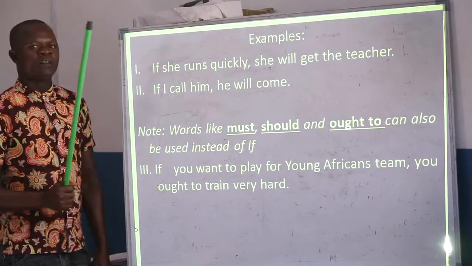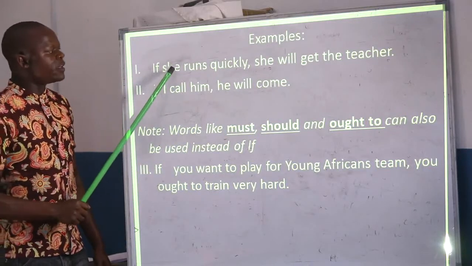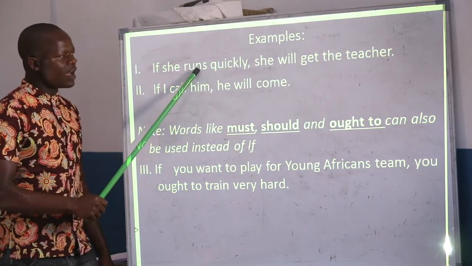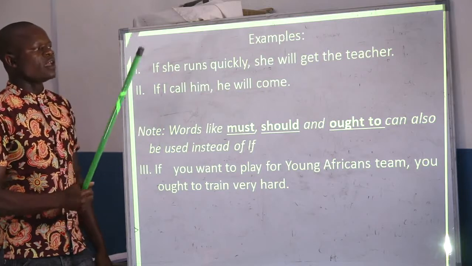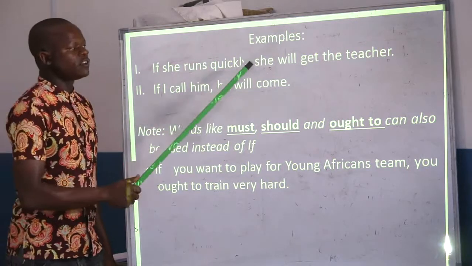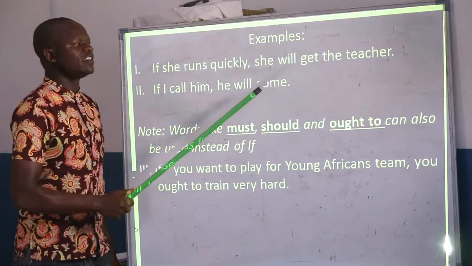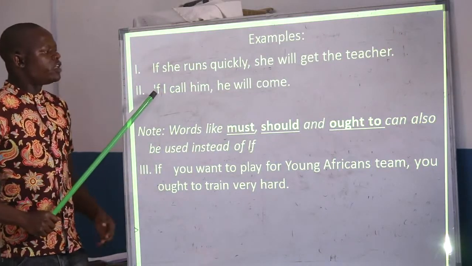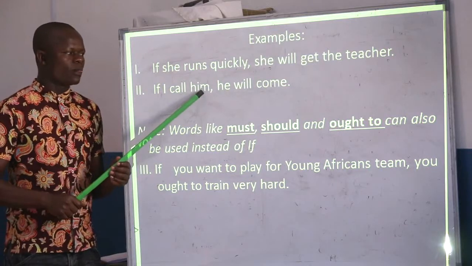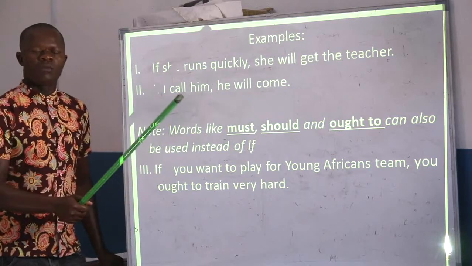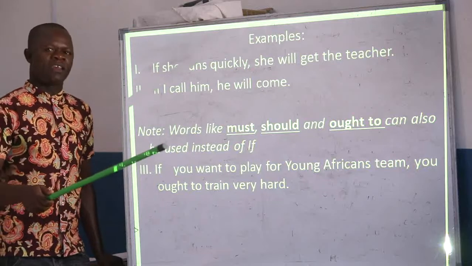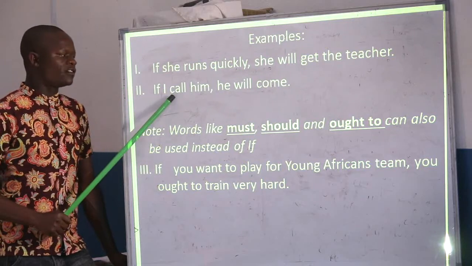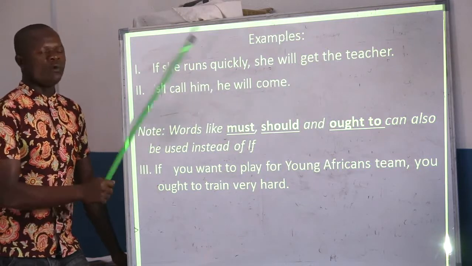That means the present tense here is runs. If she runs, you can see the verb run is in present tense. Now future is expressed by will, as you can see. She will get the teacher. That is number 2. If I call him, he will come. That means I'm expecting something to happen in the future, and for me to show this I must use the present tense, as you can see. If I call him, he will come.